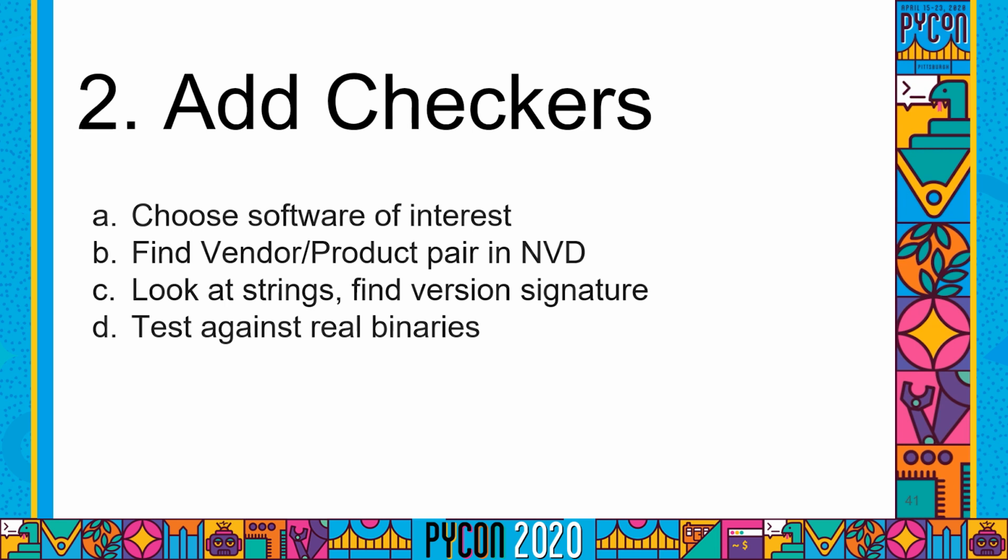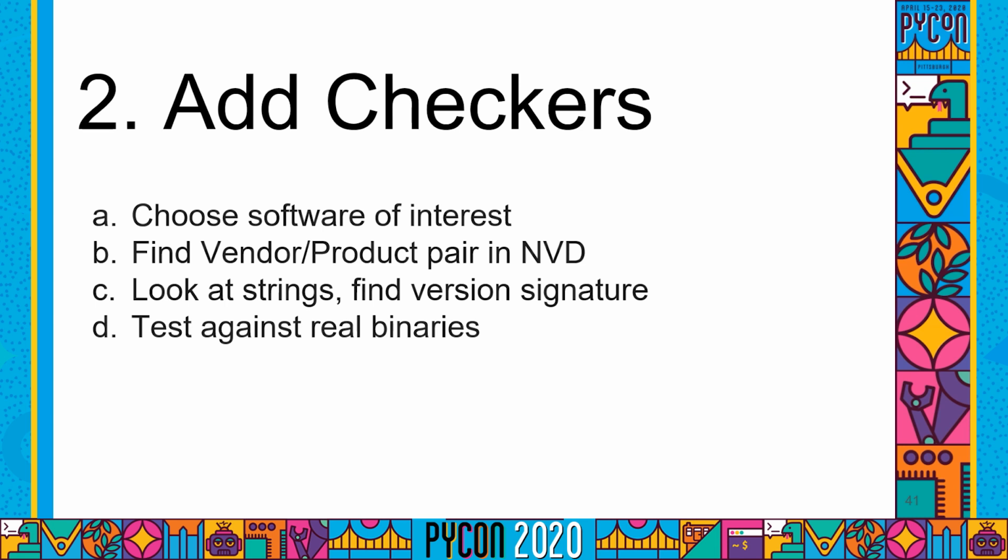There's 4 steps to adding a checker. You need to choose the software that you care about. Then you need to find the vendor product pair that matches the product in NVD. Be aware that sometimes there's more than one vendor product pair, often because the product name or owner has changed over time. Don't worry, we've got code to handle that. From there, you need to look at the strings and find a version signature. We showed you how to do that with OpenSSL. It's going to be pretty similar in a lot of cases. And finally, you develop some tests against real binaries to show that this checker works in the real world.